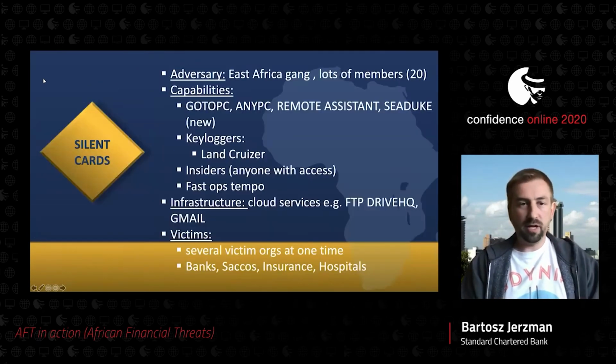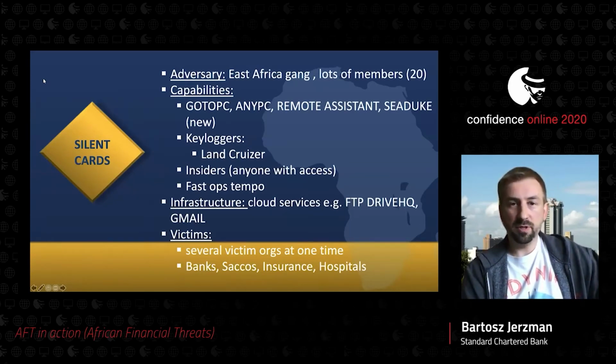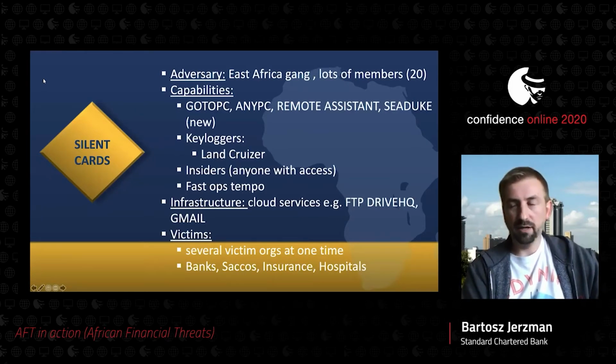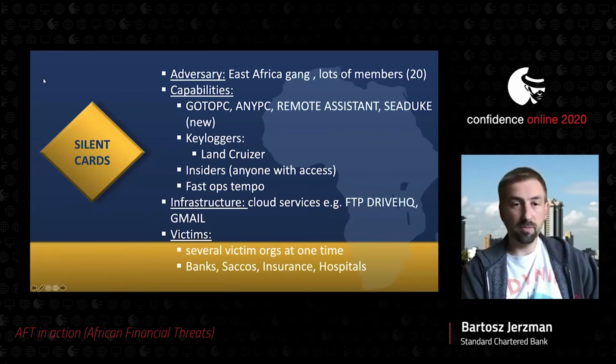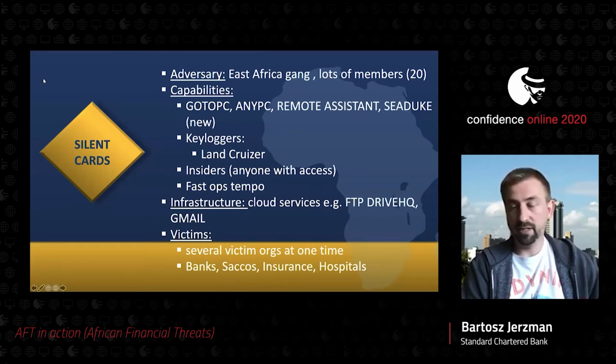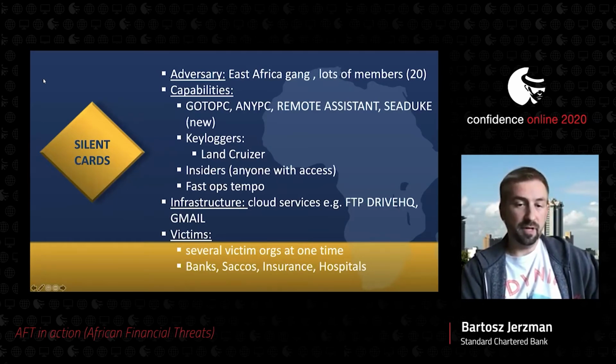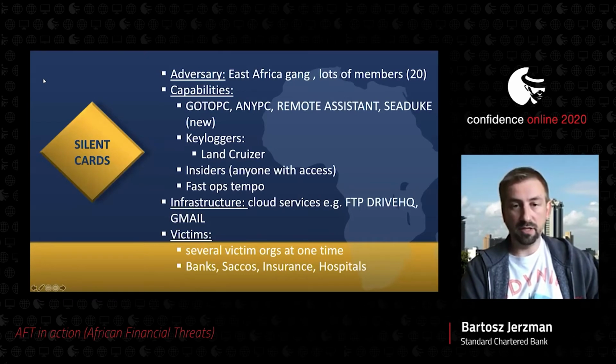So if we would like to cluster the groups, let's look, for example, at the Silent Cards and their features. This is quite a big gang, with lots of members, the core members, for example, about 20. They also use GoToPC, AnyPC, remote assistance, but they use the CDUK, the backdoor used formerly by the Forkbombo. From the keyloggers, they use something called Land Cruiser. They use insiders, but they use anyone with access, could also be a janitor. They have a very fast operational tempo. So when they enter, they quickly perform the initial withdrawal of the funds.